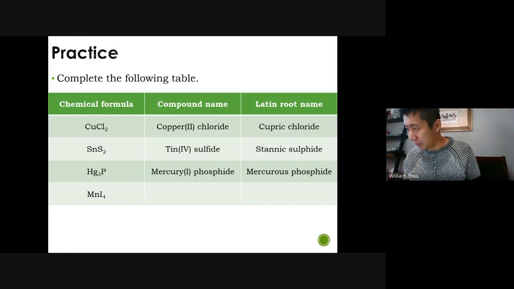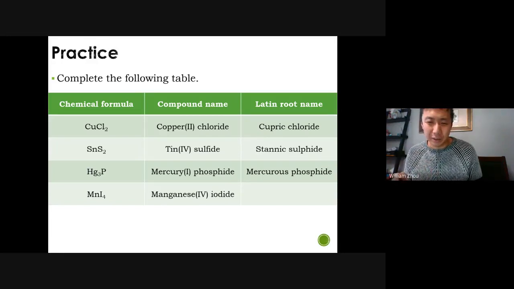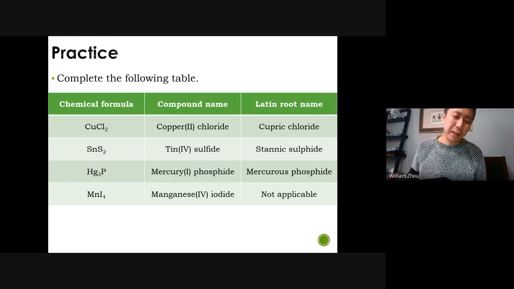Okay, so I got another answer here. All right, that looks pretty good. The last one, MnI4, that's manganese. That is not magnesium. I4, I is, well, 1 minus. You need 4 of those, so manganese 4, iodide. And the Latin root name, you don't have one. Okay, manganese doesn't really have a Latin root name.